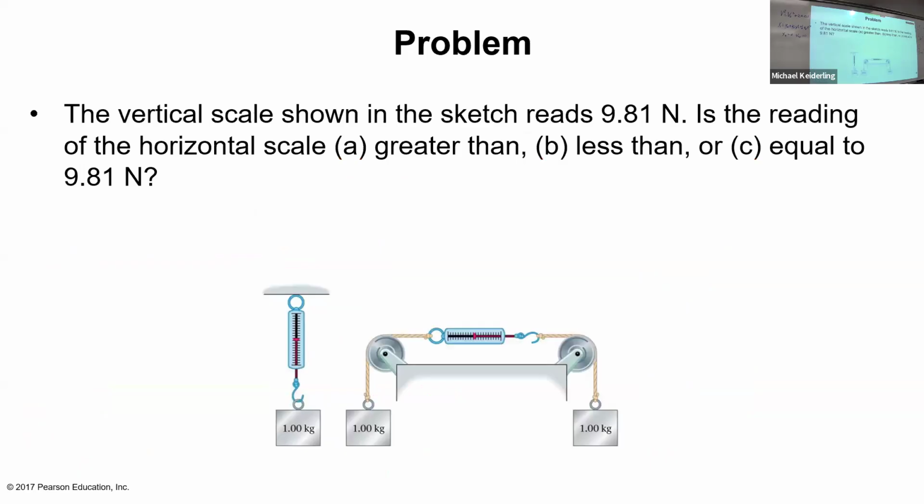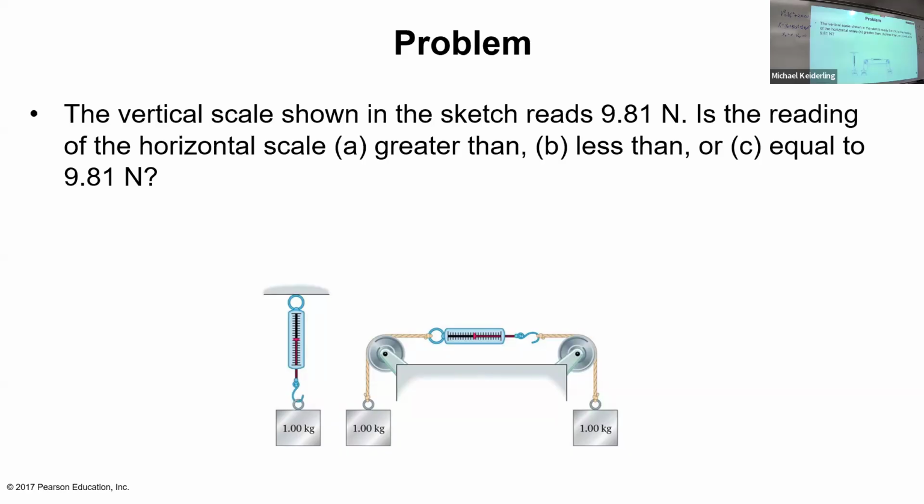So here we have a vertical scale. If you hang a mass on the scale, it measures the tension, and this would be 9.81 newtons. Now here, if we hang a mass on each side of a scale with the scale horizontal in the middle, will the reading on this horizontal scale be greater than, less than, or equal to 9.81 newtons? This is effectively reading the tension in the rope. So what do you think that will be in this case?